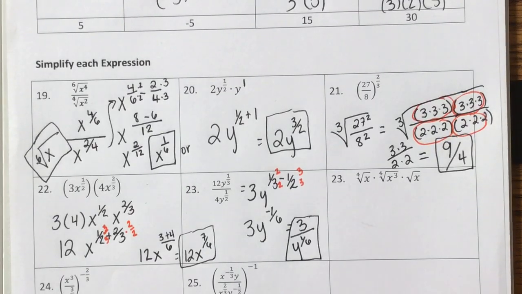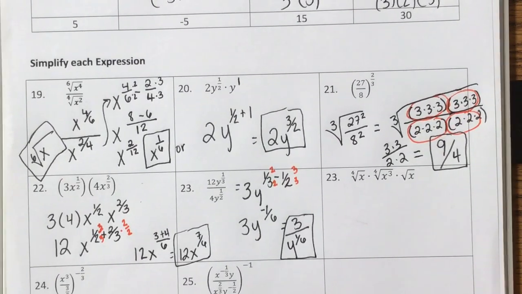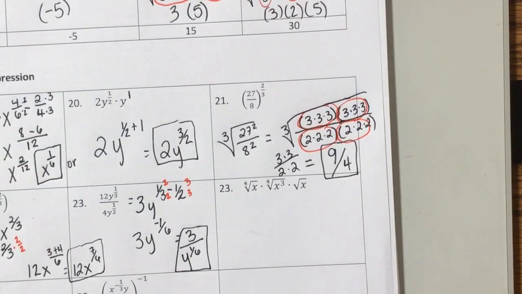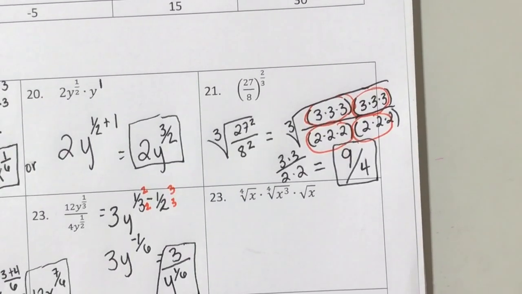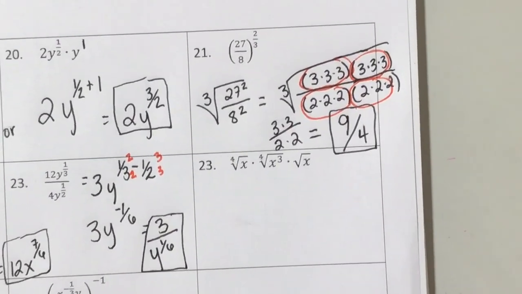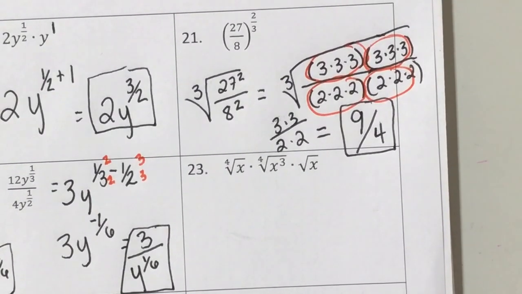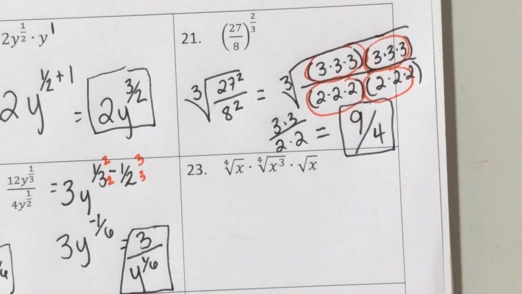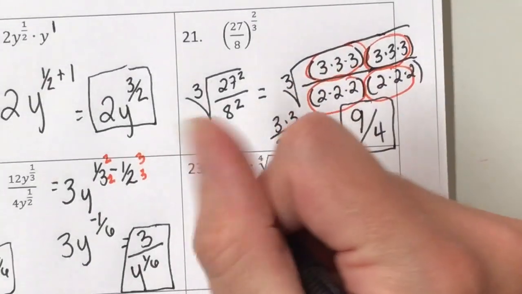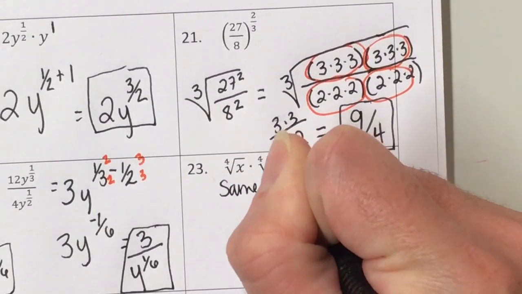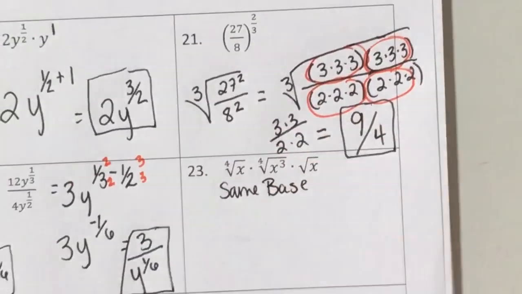Okay, number 23. So number 23, again, you have to decide which form is better to use, radical or exponential. Well, notice how we don't have the same root. We only do for 2 of those. But we do have the same base. So same base. Let's write it in exponential form.